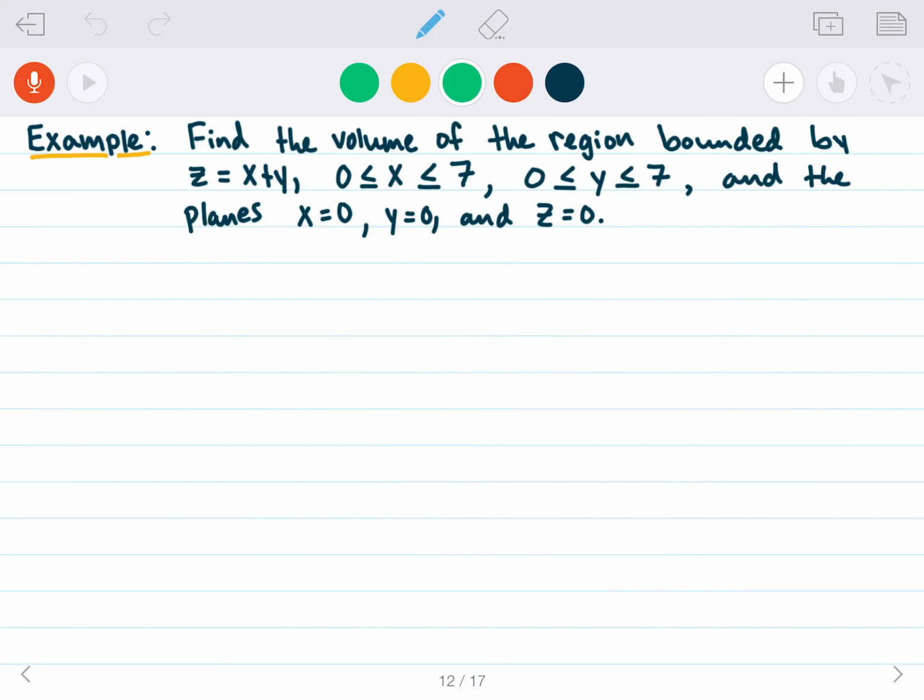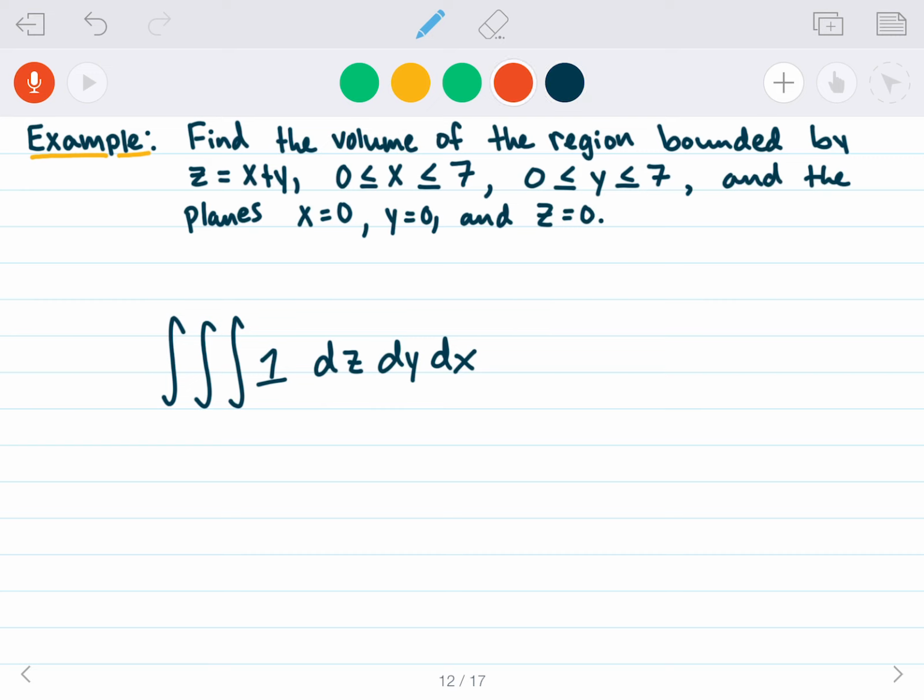Alright, so let's do another one here. We want to find the volume of the region bounded by z equals x plus y, where x varies from 0 to 7, and y varies from 0 to 7, and the planes x equals 0, y equals 0, and z equals 0. Okay, so this one's not too bad. Let's set up our integrals here. I like to do z first, and we're not given a function, so it's just 1. So we'll do dz, dy, dx. This one is pretty straightforward.